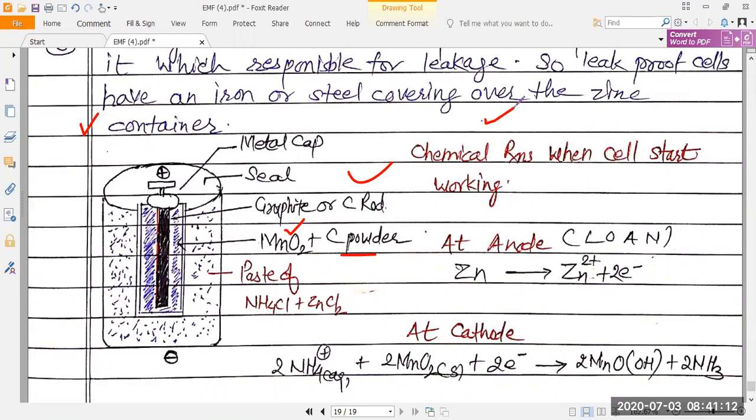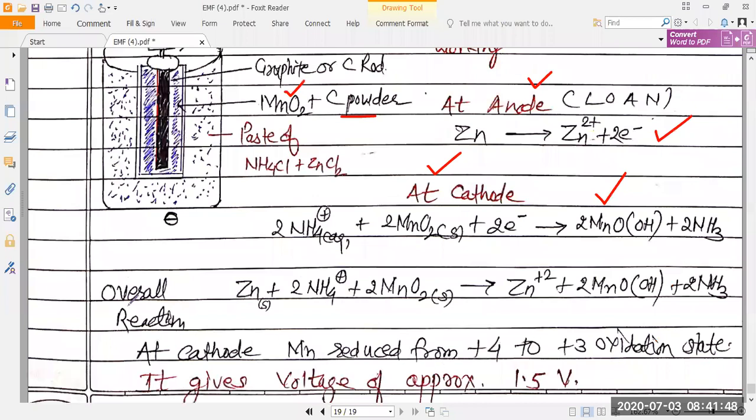So what happens when this same cell starts working at the anode? Anode means LONE, left oxidation anode negative, and the anode is made up of zinc, and zinc donates 2 electrons and converts into Zn2+, and these are the 2 electrons. At the cathodic side, NH4+ and MnO2, the ammonium and 2 electrons react with each other and form MnO(OH) plus ammonia gas, and this is the overall cell reaction.